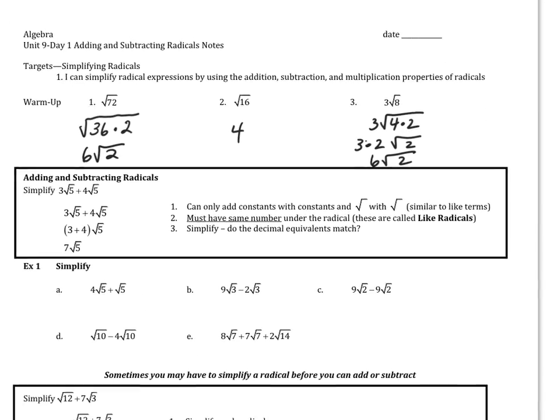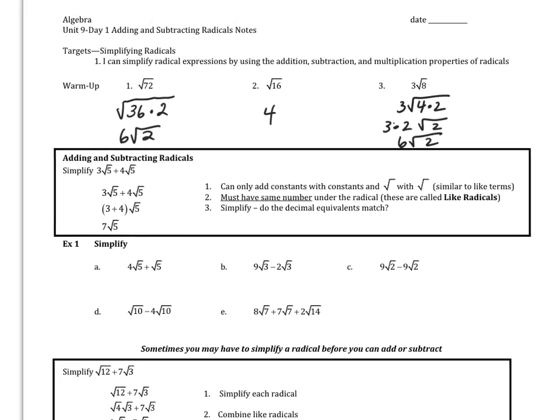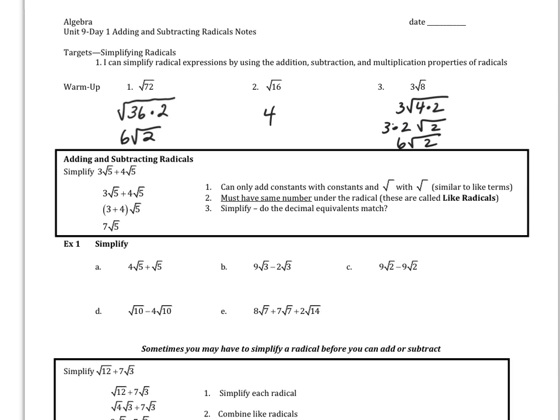Okay, now when you're adding and subtracting radicals, the key thing is to remember you can only add constants with constants of radical symbols. So they both have to have the same radical symbols, and they both have to have the same number under the radical symbol. These are called like radicals. When you simplify, just make sure it's in simplest form. Don't necessarily worry about do the equivalent decimals match. We're not going to worry about that today.